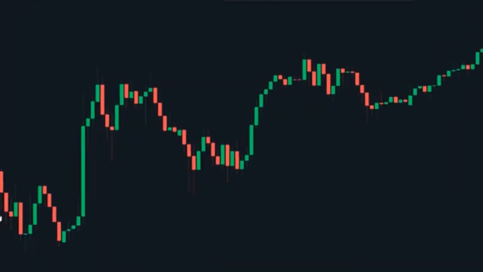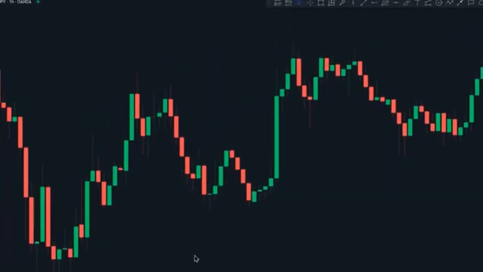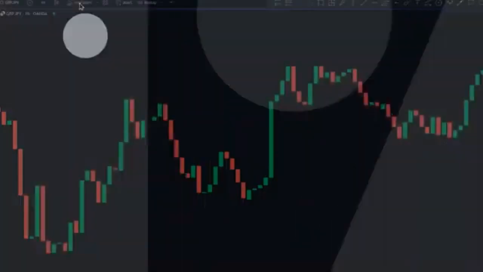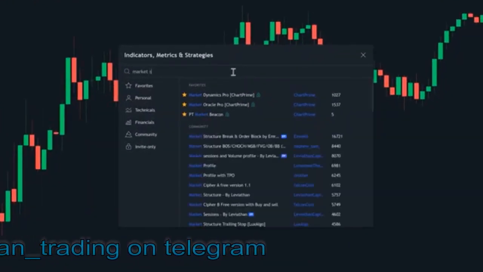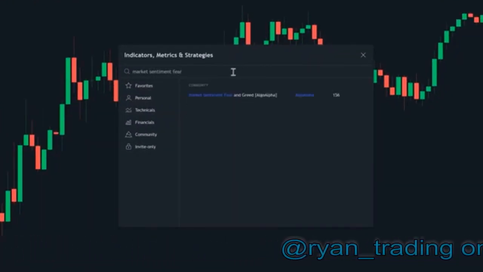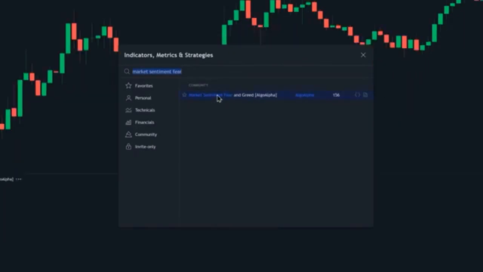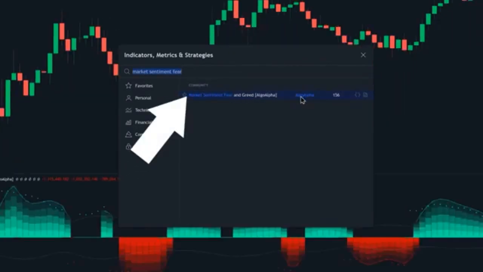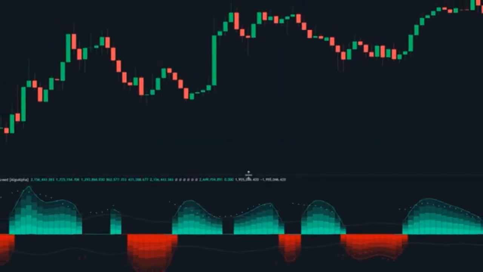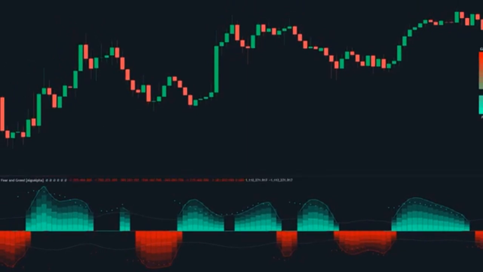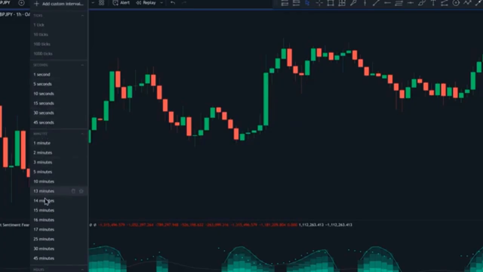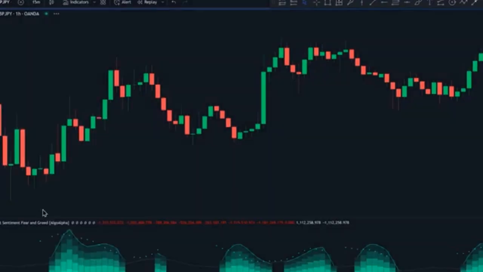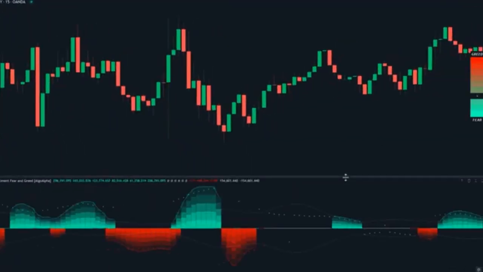To add this indicator to your chart, you want to go to TradingView and then open the Indicators Search tab. And then here you want to type in the name of this indicator, which is Market Sentiment, Fear and Greed. And it's going to be this one by Algo Alpha. Now, this indicator can be used on any trading security that you like, as well as on any time frame. For me, I'm going to be using it on the 15-minute time frame of GBPJPY. So here is our indicator.